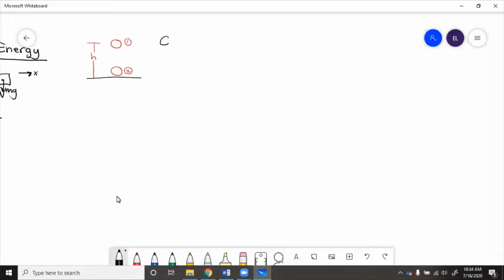Now, if we're given the mass of the ball and the drop height, then we need to find velocity just before it hits.